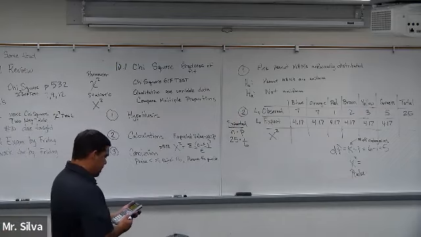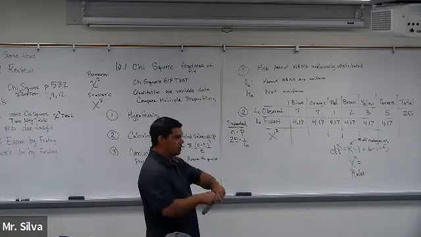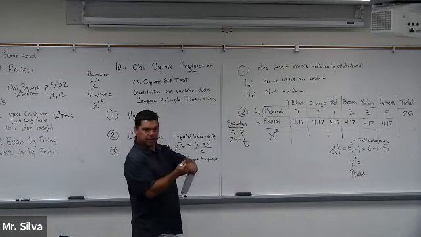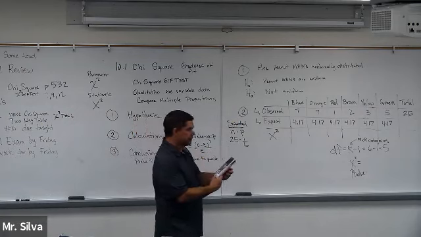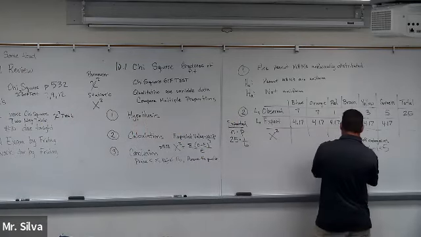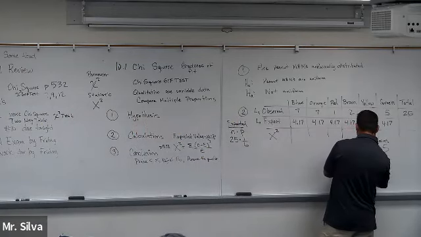Everybody get 7.87? You guys get that? 7.87? Yeah, okay. 7.87. P-value 0.163.